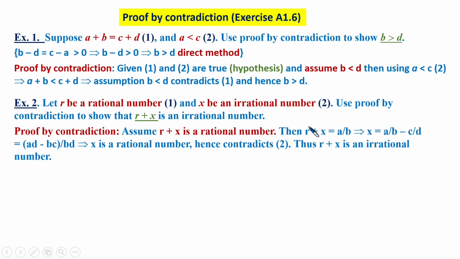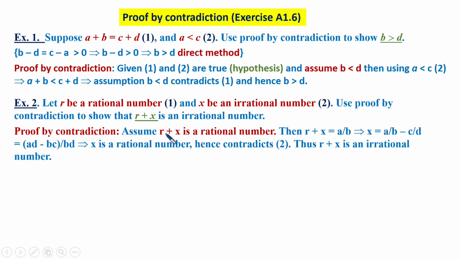Then if I assume this is a rational number, I should be able to write it as a ratio of two integers, A by B. So I bring this R this side, so I will get X is equal to A by B minus R. R, since this is a rational number, I can again express as a ratio of two integers, and I call it C by D. So now these are all integers, and if I do cross multiplication, I will get X as a rational number.